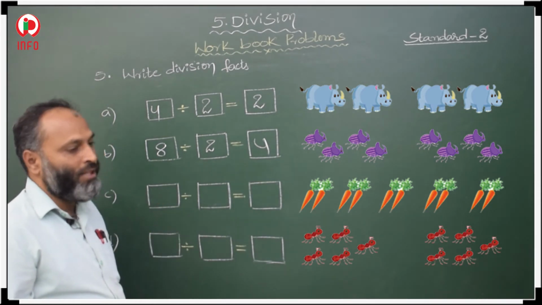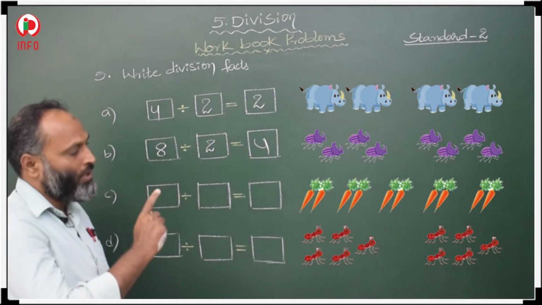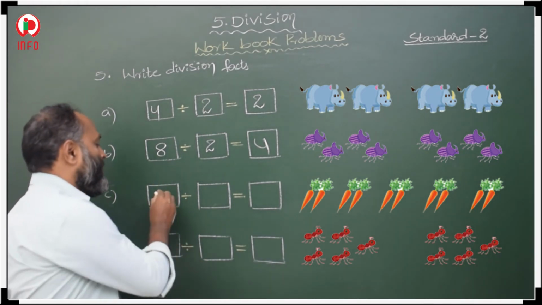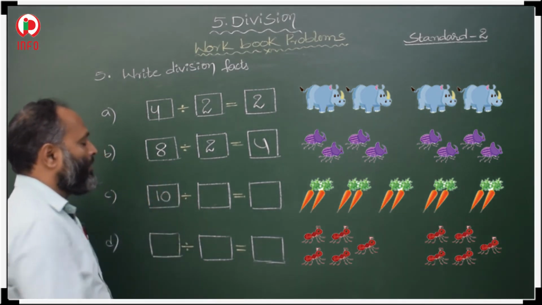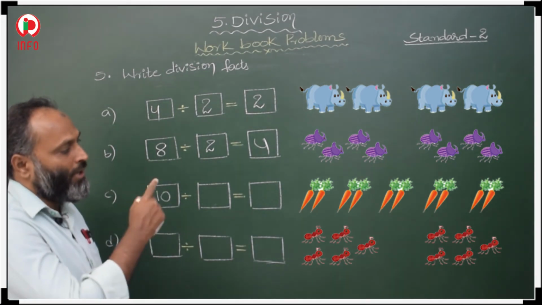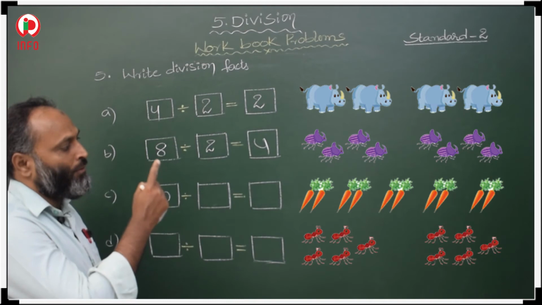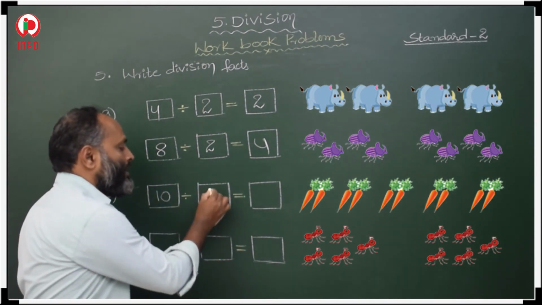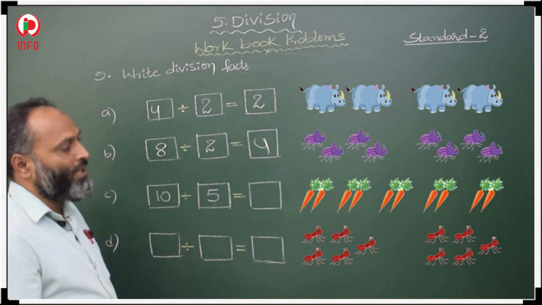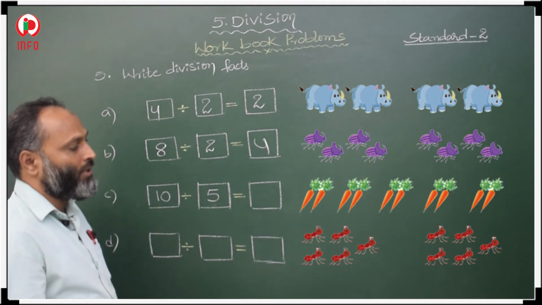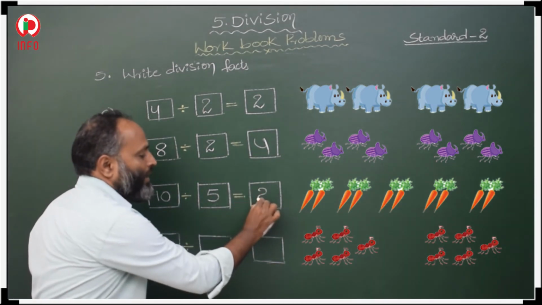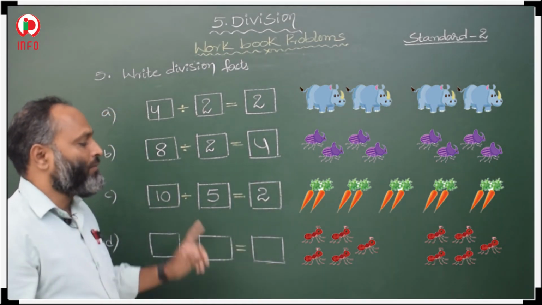Total how many carrots were there? So 1, 2, 3, 4, 5, 6, 7, 8, 9, 10. Total 10 carrots were there. So in that 10 carrots, how many groups are there? 1, 2, 3, 4, 5. 5 groups. These 10 carrots are divided into 5 groups. Then how many carrots were there in each group? 1, 2, 1, 2, 1, 2, 1, 2 and 1, 2. 2 carrots were there in each group. That we have to write.